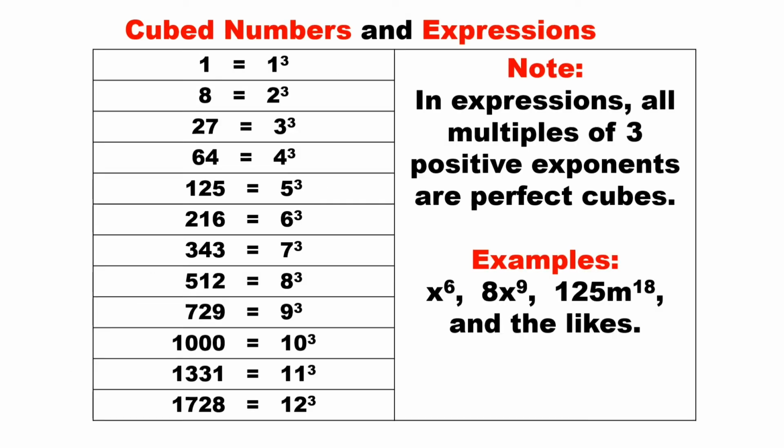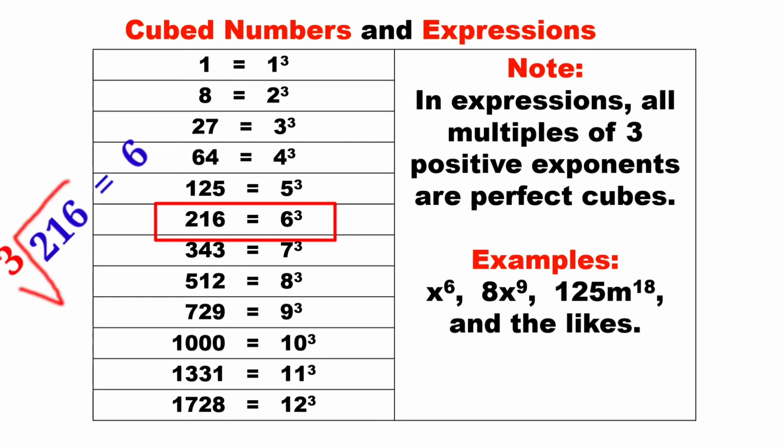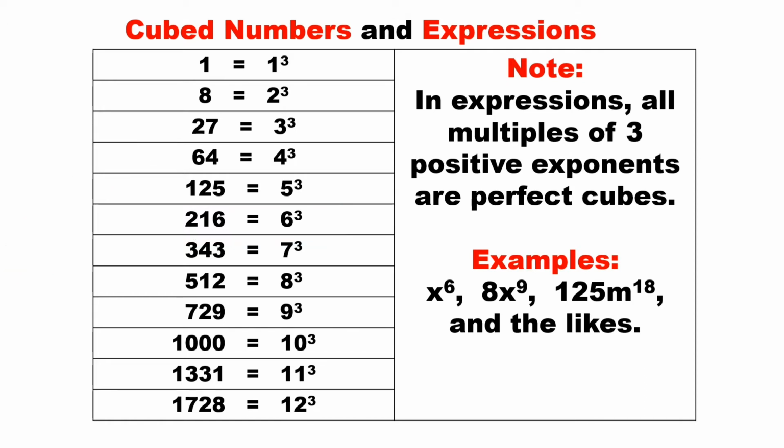Next is the table of cube numbers from 1 to 12. Example, 216 is a cube number whose base is 6. In other words, we can say that the cube root of 216 is 6. And take note, in expressions, all multiples of 3 positive exponents are perfect cubes. Examples, x to the 6, 8x to the 9, 125m to the 18, and the likes.